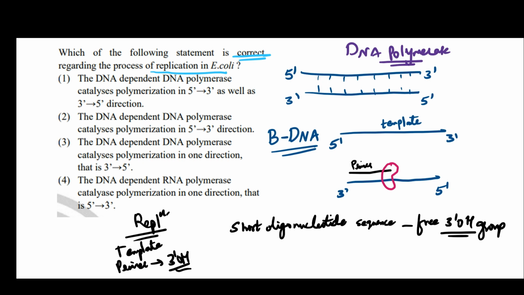Seeing this DNA template in 3' to 5' direction, it starts synthesizing the strand in 5' to 3' direction. DNA polymerase always synthesizes the new strand in 5' to 3' direction. And what is it using as template? DNA. So DNA polymerase is known as a DNA dependent DNA polymerase, because here DNA is acting as a template.